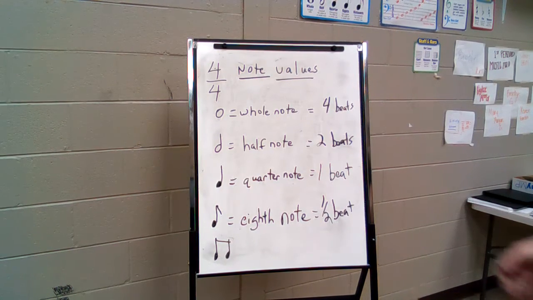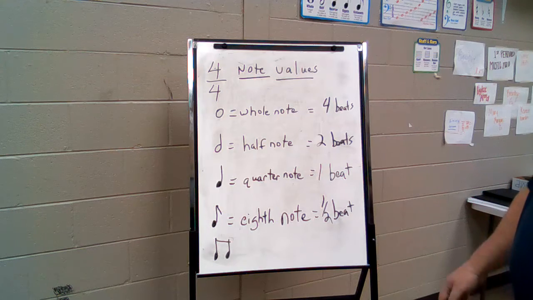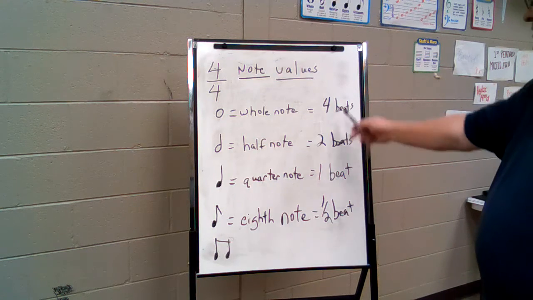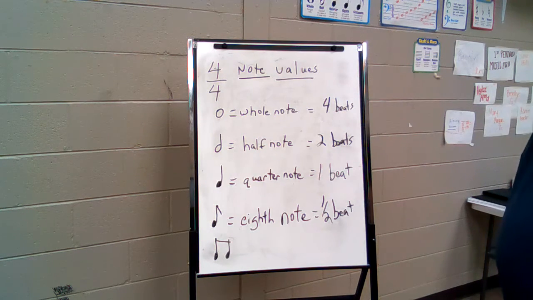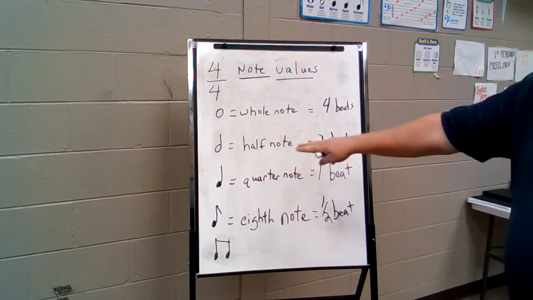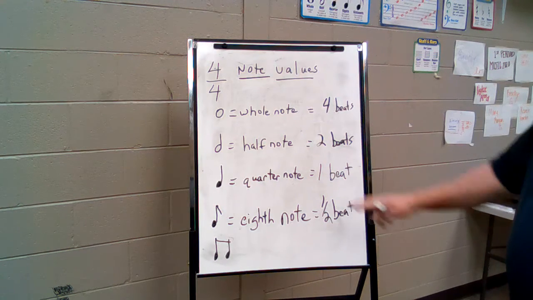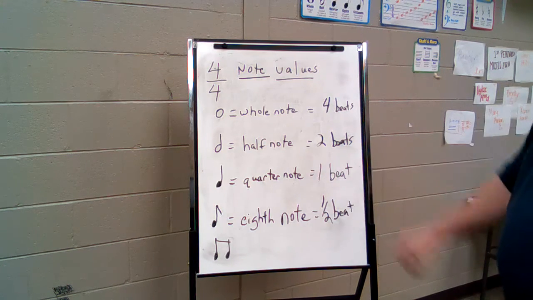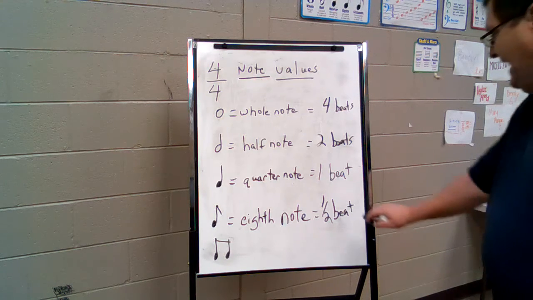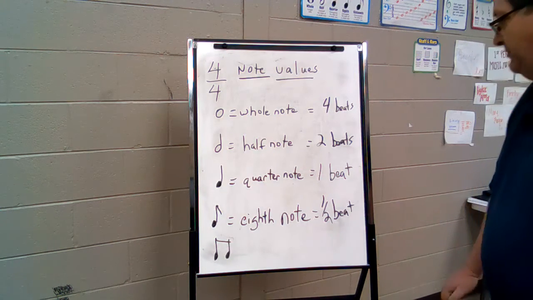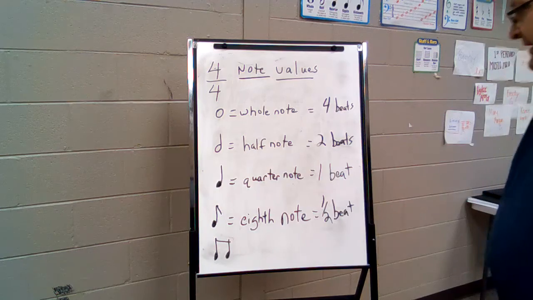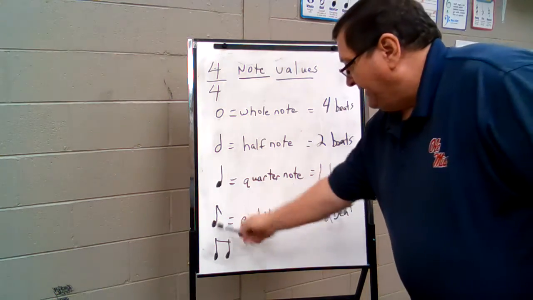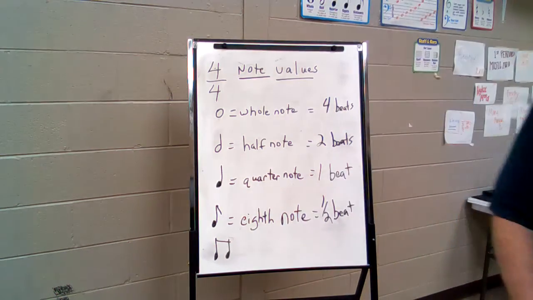So these are your beats for your notes in 4/4 time. A whole note gets 4 beats, and that's how it looks. Half note gets 2 beats, and that's how it looks. A quarter note gets 1 beat, and that's how it looks. And of course, eighth note gets half of a beat because it takes 2 of these to make 1 beat. And then your eighth note can look either like that or it can look like that. All right.